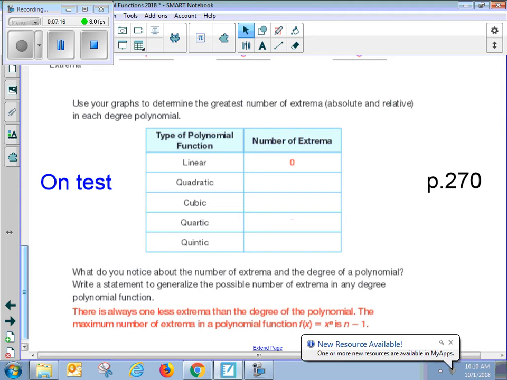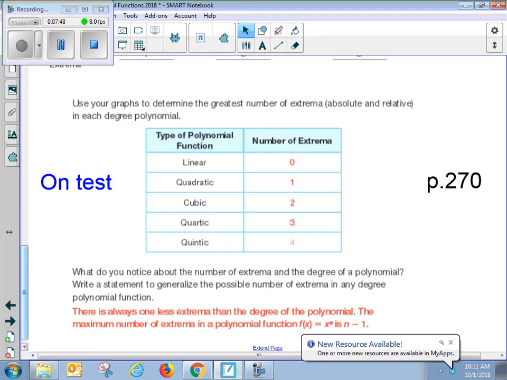Okay, next is a quadratic. What do you think? The rule is n minus 1. 1, good. Okay, a cubic. Remember, we're talking the most amount there could be. The rule is n minus 1. 2, good. What does quartic mean again? 4. So then what is the most amount there could be? 3. Quintic means, so what is the most amount there could be?